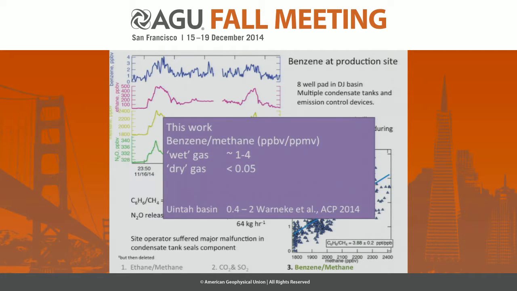And this is sort of typical of what we see in wet gas regions, somewhere between 1 and 4, and it's significantly lower in dry gas regions. This compares favorably to your paper, Karsten, in the Uinta Basin that saw something in that range, but maybe a little lower.